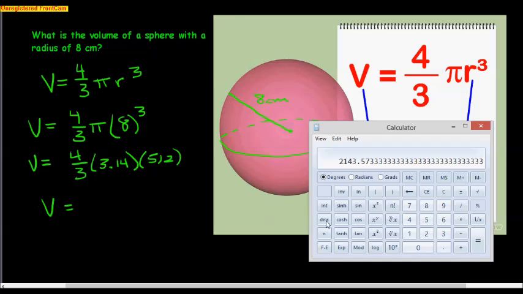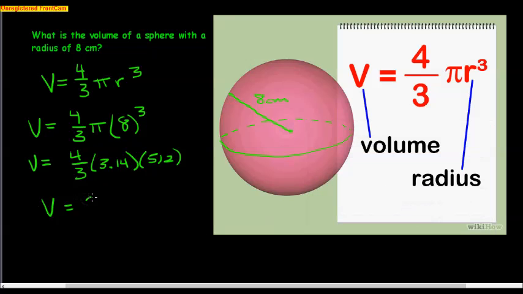2143. We'll round this to the nearest tenth, so I'm going to make it 2143.6, and that is going to be a volume, so that is centimeters cubed. Okay, so there you go. There's 3 more formulas that we can use.